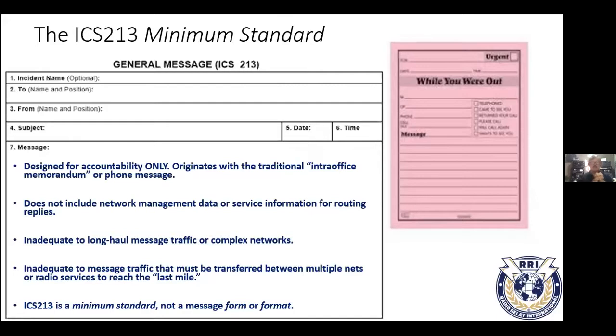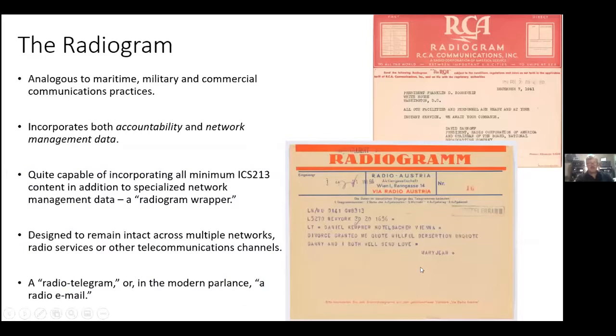So if you put an ICS213 in a regular email as text, perhaps unseen or unnoticed by you is a wide variety of network management data. And really all a radiogram is, is a message similar to an ICS213 to which we append network management data. Now the radiogram, of course, has a long and rich history in various forms, beginning with the telegram. And then, as wireless communications was invented, the radio telegram evolved. And then, of course, the radiogram, as it's commonly called.